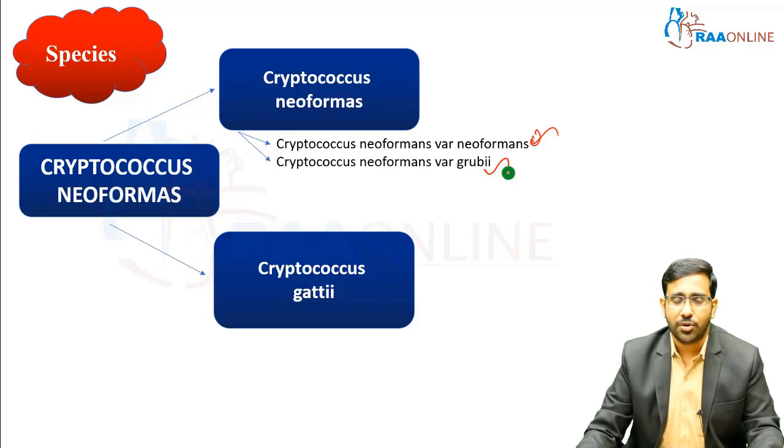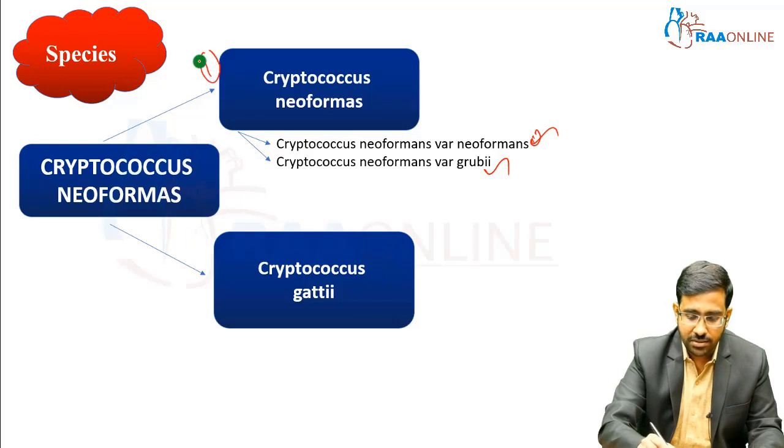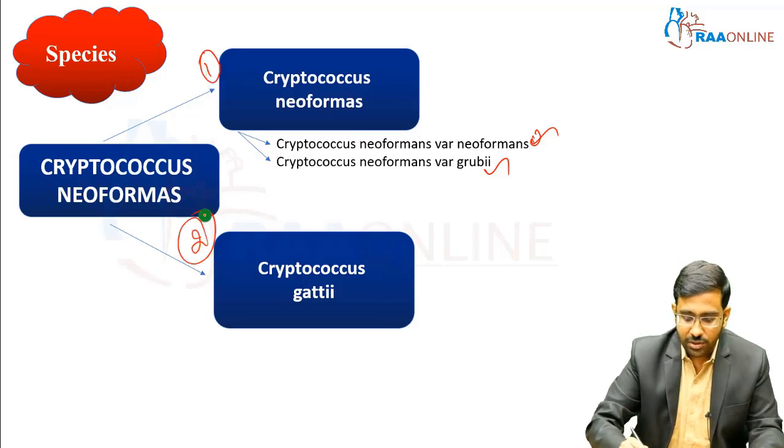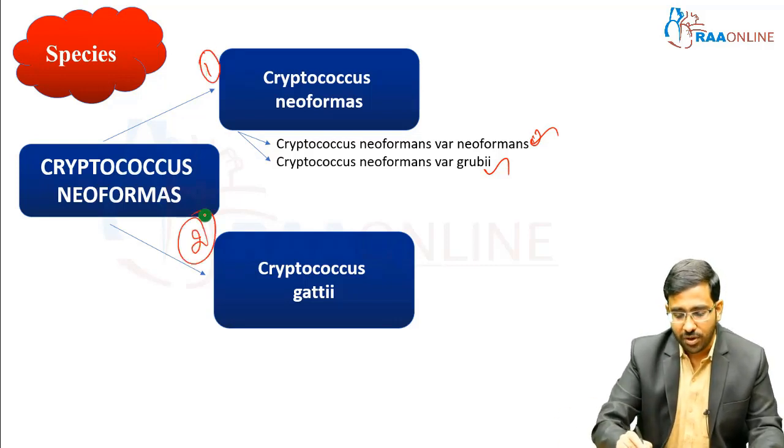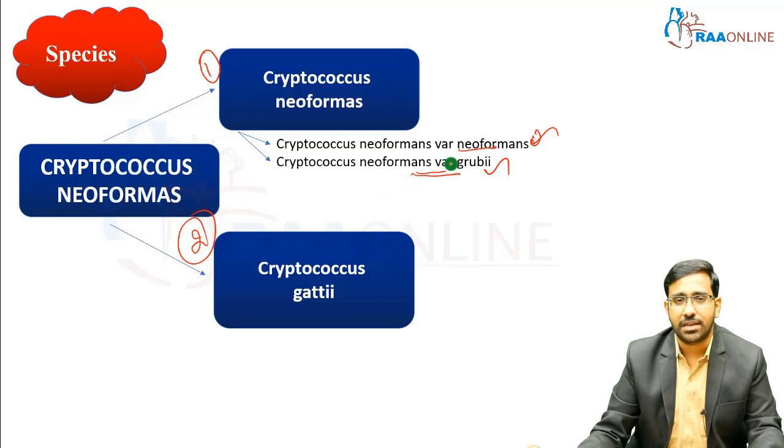In general, when you study cryptococcal meningitis, just remember there is Cryptococcus neoformans and there is Cryptococcus gattii. Cryptococcus neoformans has Cryptococcus neoformans var neoformans and Cryptococcus neoformans var grubii. So these are the subspecies. These are the organisms which cause infection in immunocompromised individuals and end up in various forms of meningitis and also various forms of cryptococcosis.